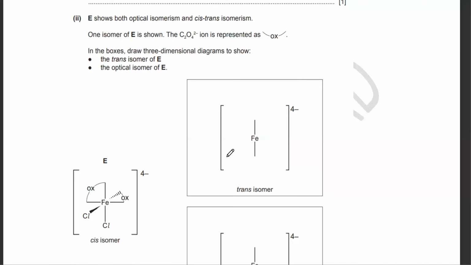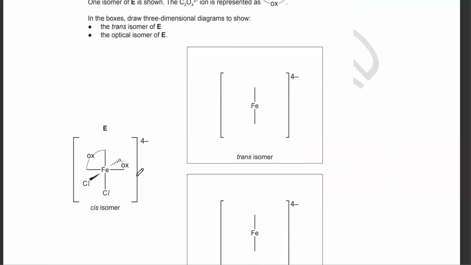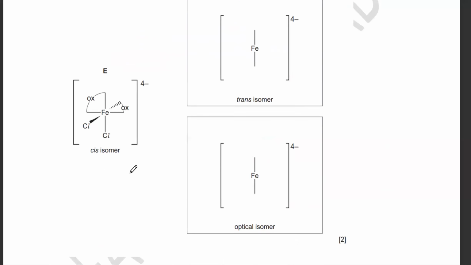This one is about isomerism, right? So what's the trans isomer? The cis isomer is the Cls together, right? The trans isomer would be that the Cls will be on the opposite sides, and the OX, whatever OX is. And then there's going to be an optical isomer, right? The optical isomer would be a mirrored version of this thing. Right? Is this clear? Yes. So just reflected in exactly the same order.